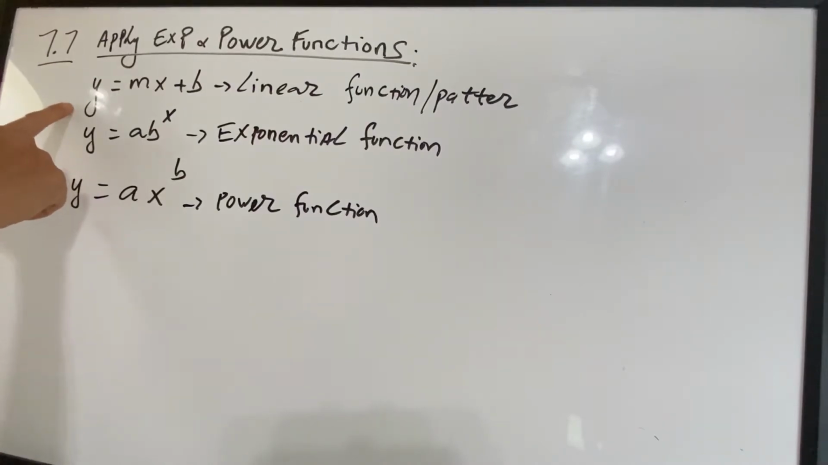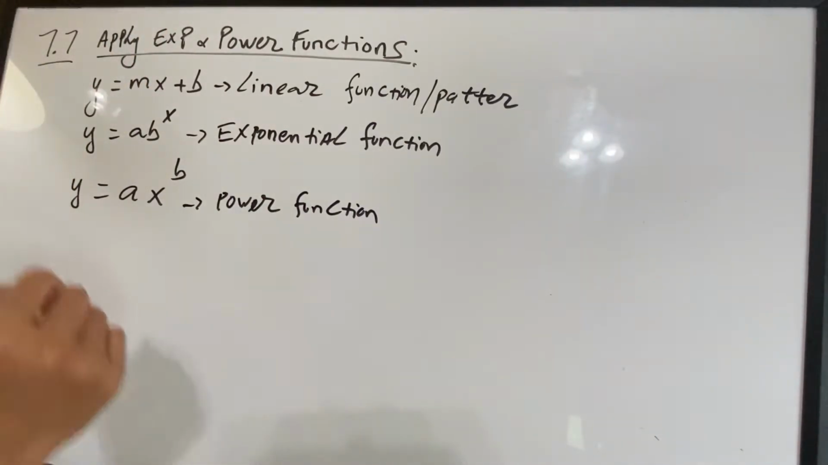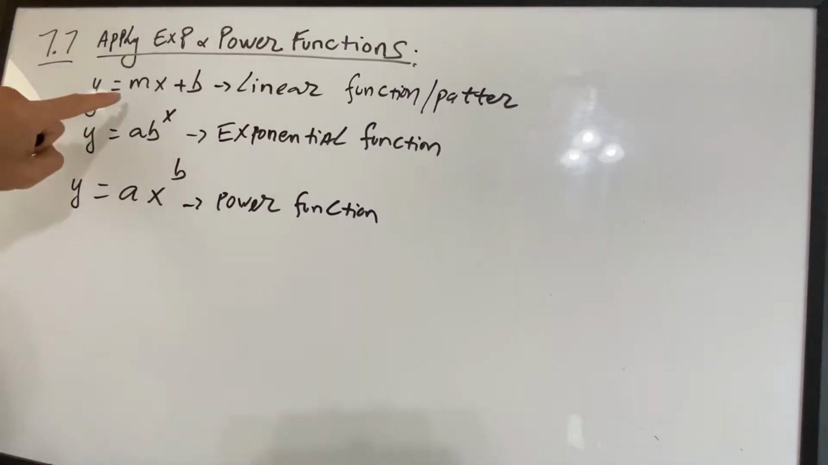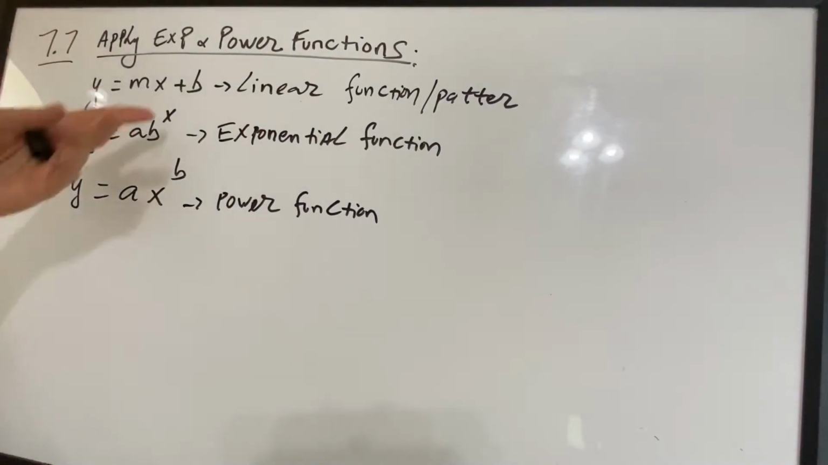When you have a function y equals mx plus b, that's a linear function, a straight line, either increasing or decreasing, or it is a horizontal line. And over here, before I move on, look at this, which means that x cannot be 0, okay? Because if x is 0, then you just have a horizontal line.